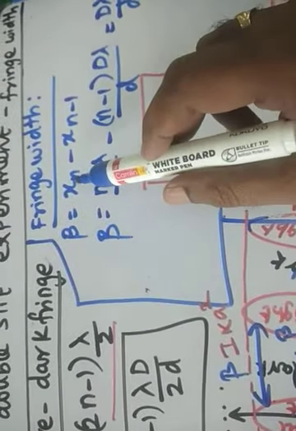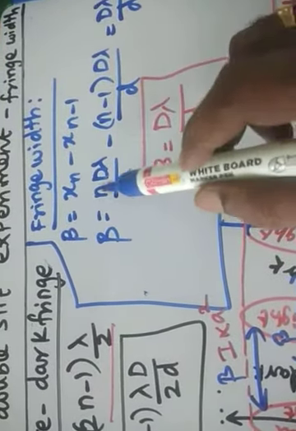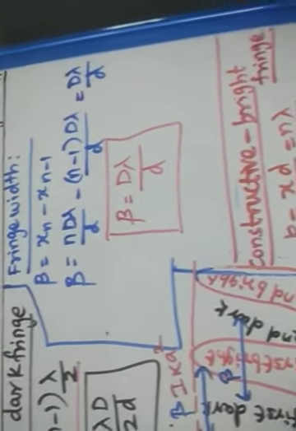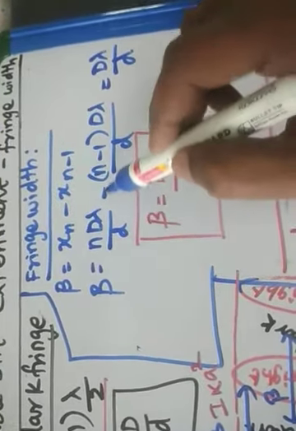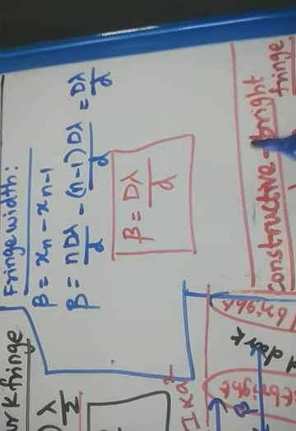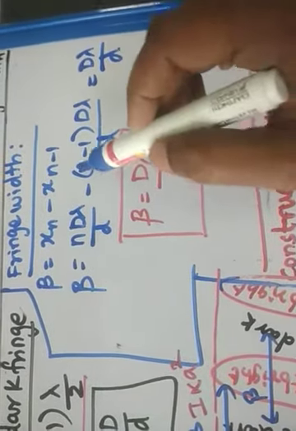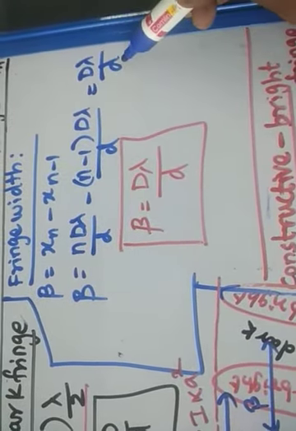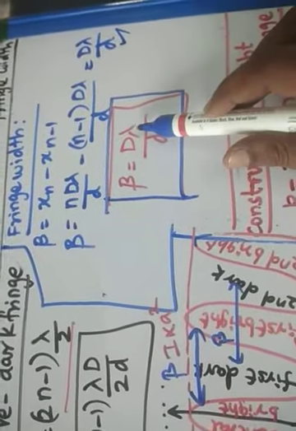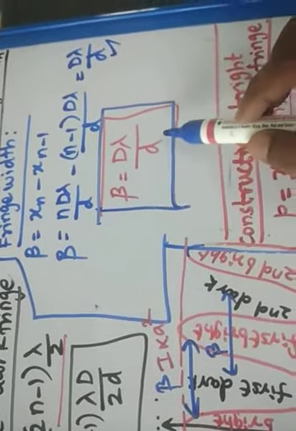For a bright fringe, take x_n minus x_(n minus 1), the previous fringe. N lambda D by d is the bright fringe formula. So we can say n lambda D by d minus (n minus 1) lambda D by d. If you substitute, n lambda D gets cancelled, and we get lambda D by d. So the fringe width is lambda D by d. Here D is the distance between the screen and the source, lambda is the wavelength of the light, and d is the slit width.